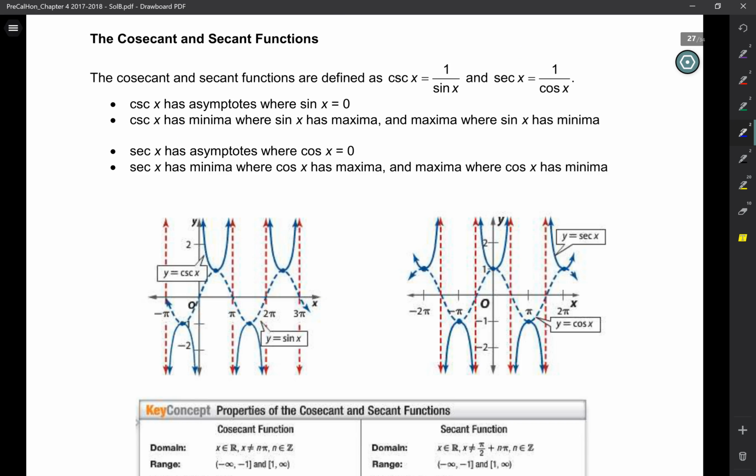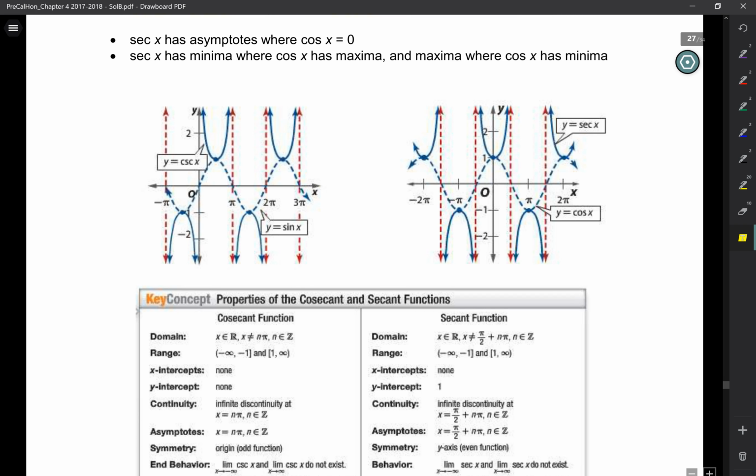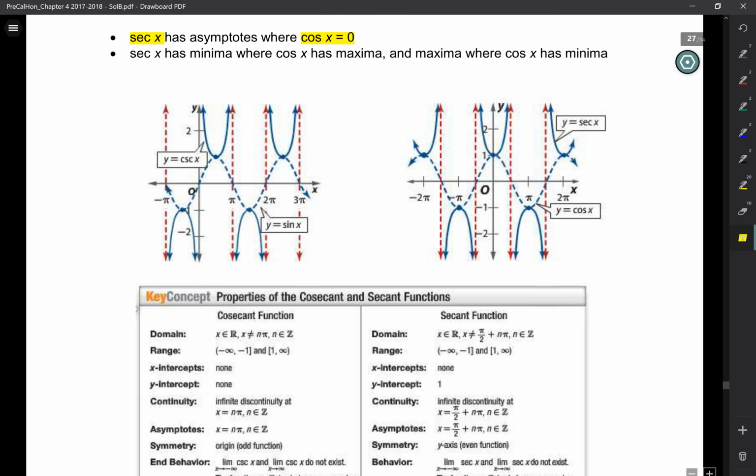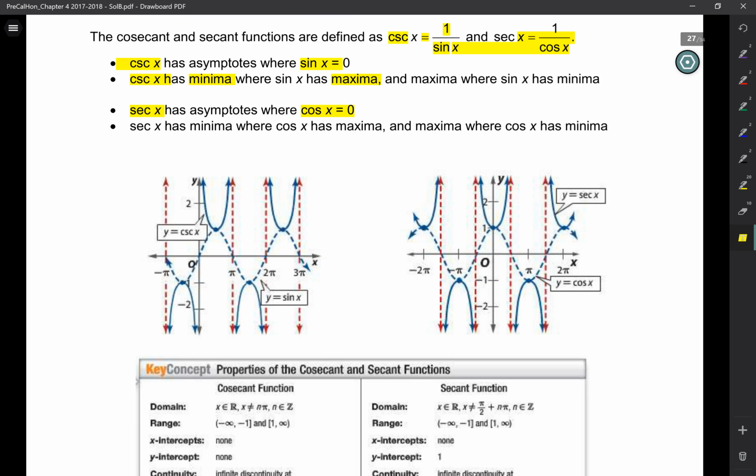Secant and cosecant. Remember, cosecant is 1 over sine. That means it has asymptotes when sine of x is 0. And then cosecant has minima when sine has maxima, so they're reversed. When one has a minimum, the other one has a maximum. Secant is 1 over cosine. Secant has asymptotes when cosine equals 0. So here's how we graph secant and cosecant.